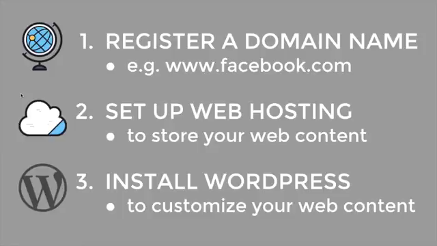Before we can start customizing our website, we first need to get it live on the internet. And there are three main things we need to do to get our website all set up on the internet so that we can begin customizing it. First of all, we need to register a domain name. And a domain name is just an address. So facebook.com, that is an address that directs people to Facebook's website.